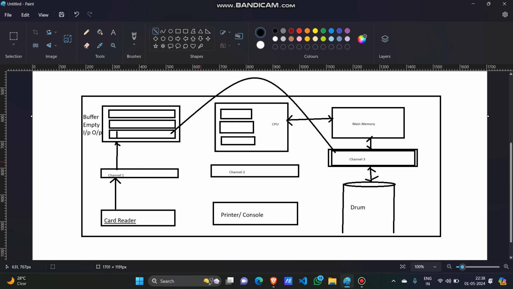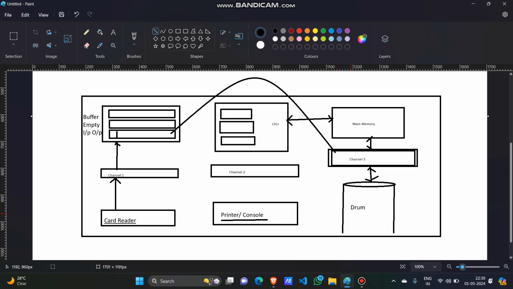But you must be saying, okay, this is correct, but what about the output? Suppose I have to display something on printer or console. So what to do in that case? So it is as simple as you can imagine.